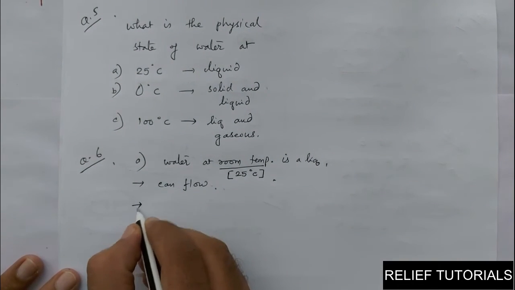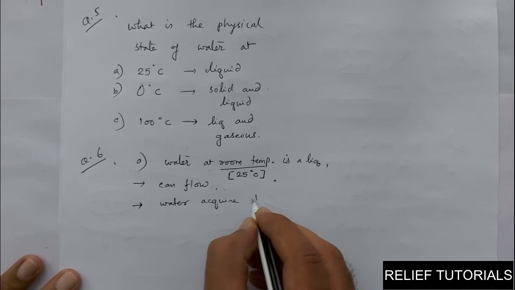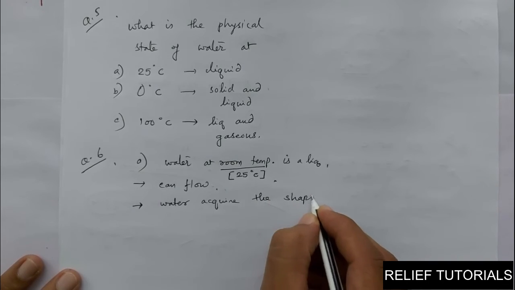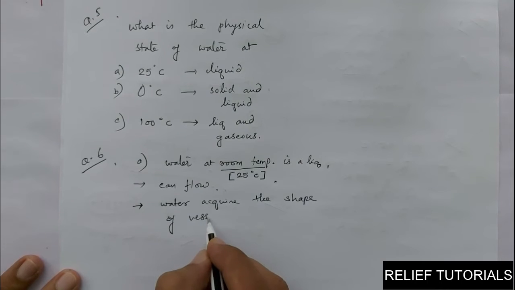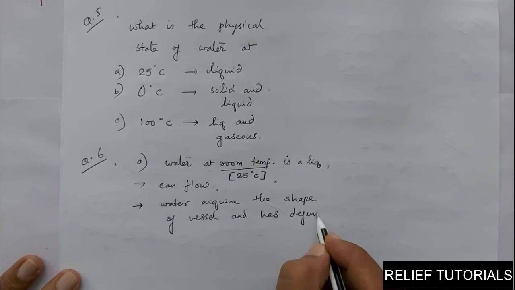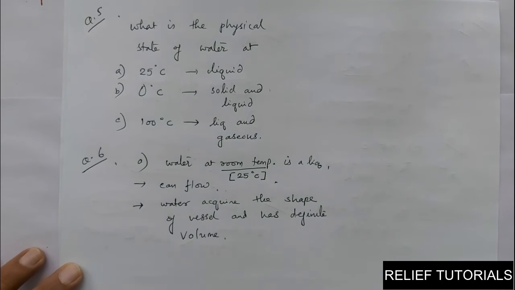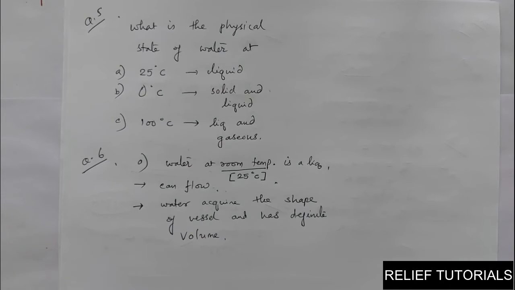And as we can say, water acquires the shape of the vessel and has definite volume. So this is the characteristic of liquid only. At a room temperature, in whatever type of vessel you fill water, water will take the shape of the vessel, and if you change the vessel, the volume will not be changed, shape will be changed. So this is the property of liquid.